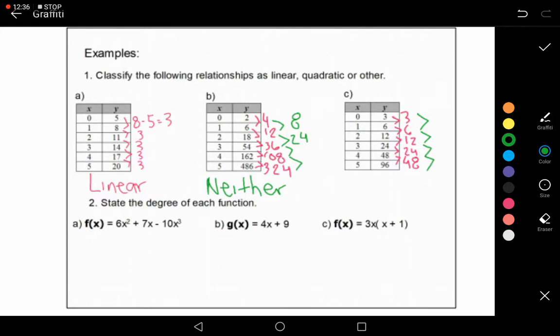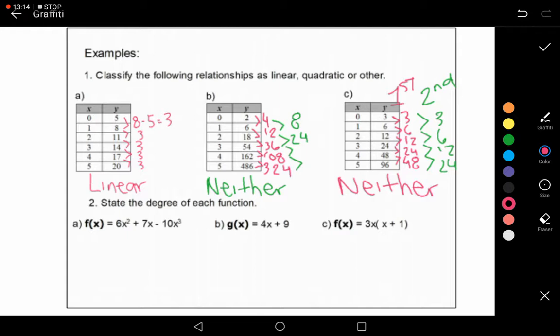6 minus 3 is 3. 12 minus 6 is 6. 24 minus 12 is 12. And 48 minus 24 is 24. So we see something interesting happening here, and we will definitely get to that eventually. But for now, we can see that our first differences are not constant, and our second differences are not constant. So we are simply just going to label this as neither. Not linear, not quadratic.